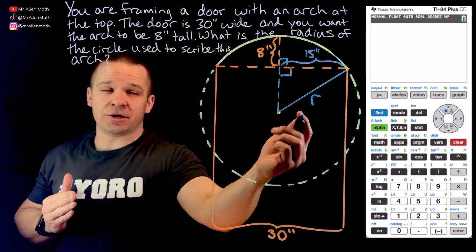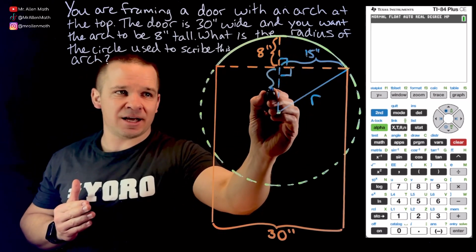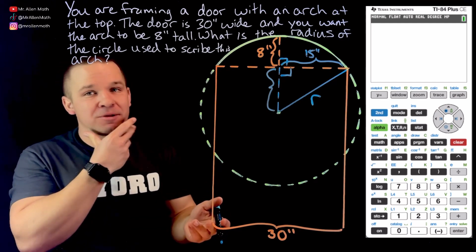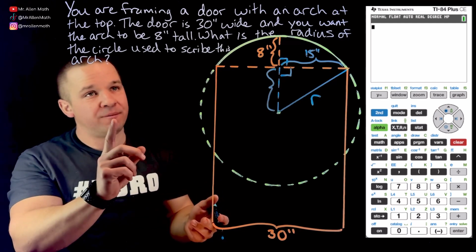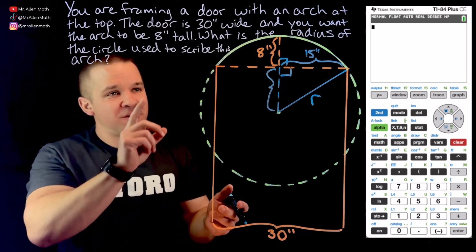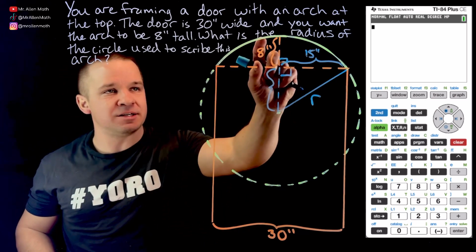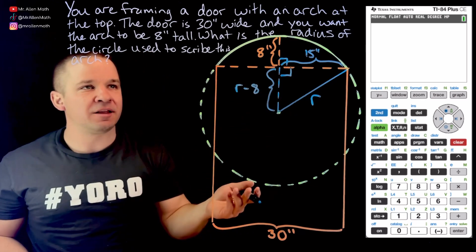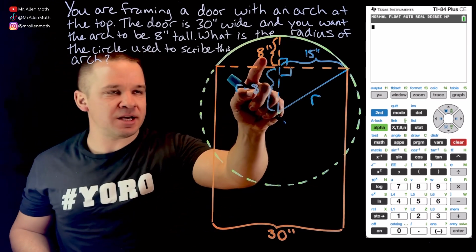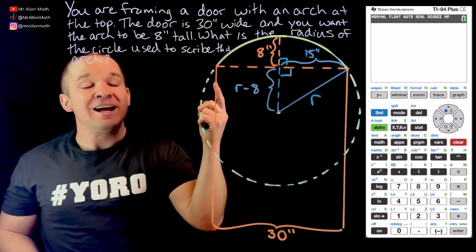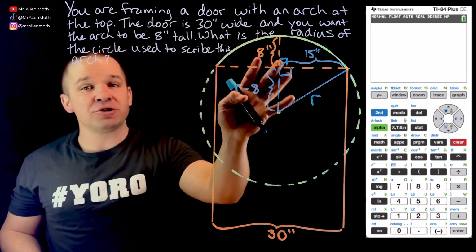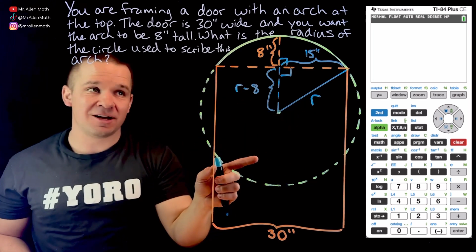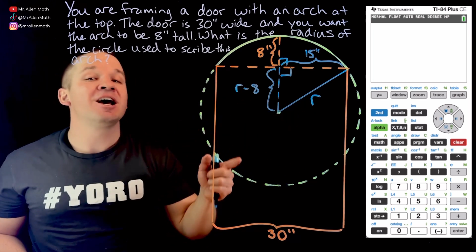I've got a radius that's unknown. Can I get this length right here? Well, if I had my radius, I could, right? But then I wouldn't be doing any of this stuff. But hold up. If I took my radius, whatever that radius is, and I subtract 8, that would be that length there, right? Because this guy plus 8 should equal the full radius. Now I have a right triangle, all in terms of one variable, my radius, that I can hit with some Pythag and solve this thing.